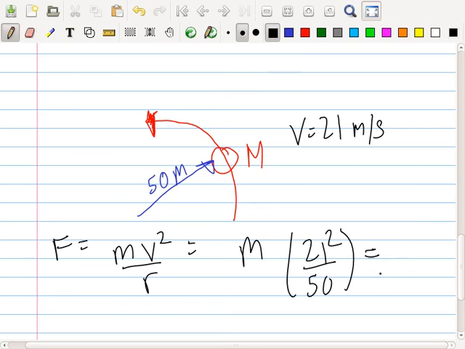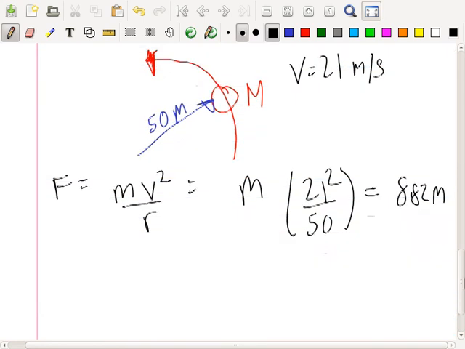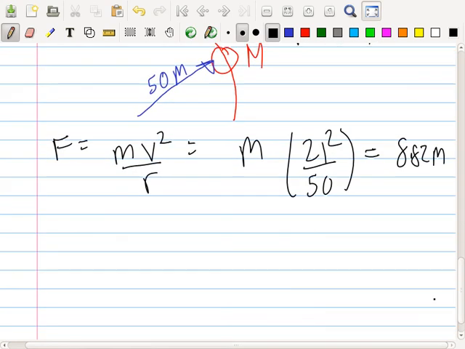21 squared. It will be 8.82. 8.82 exactly? Yes. Perfect. So equals 8.82 m. Okay? That's straightforward, I hope.